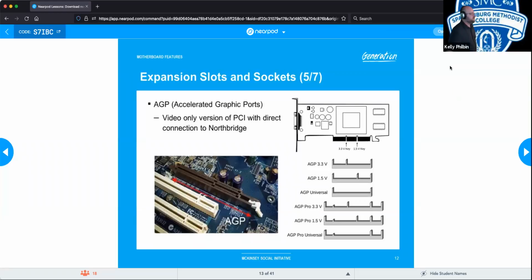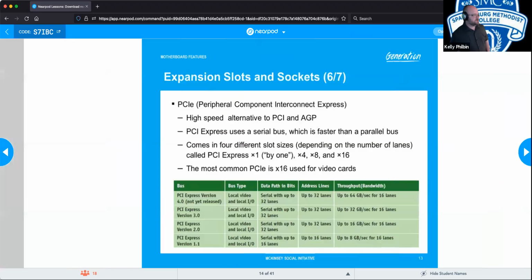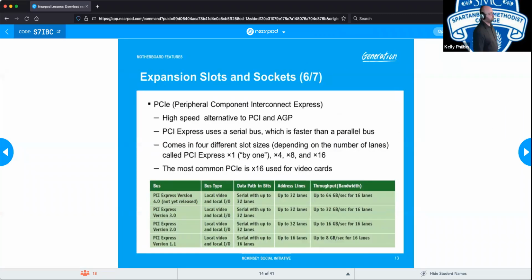There we go. So any questions real quick on expansion slots or on the AGP, or accelerated graphics ports? All right. Now, continuing on, we get to the PCIe, which is the Peripheral Component Interconnect Express.